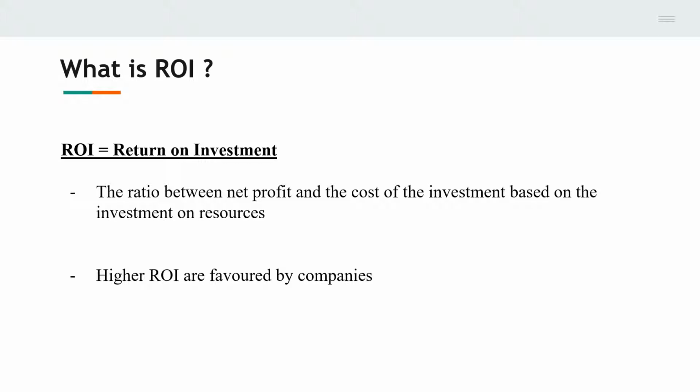Now, return on investment, as we reviewed in class, is the ratio between your net profit and the cost of the investment based on investment resources. And of course, having a higher return on investment is favored by companies because you want to spend little and try to gain the most. And some of these returns are, as we mentioned, immeasurable.